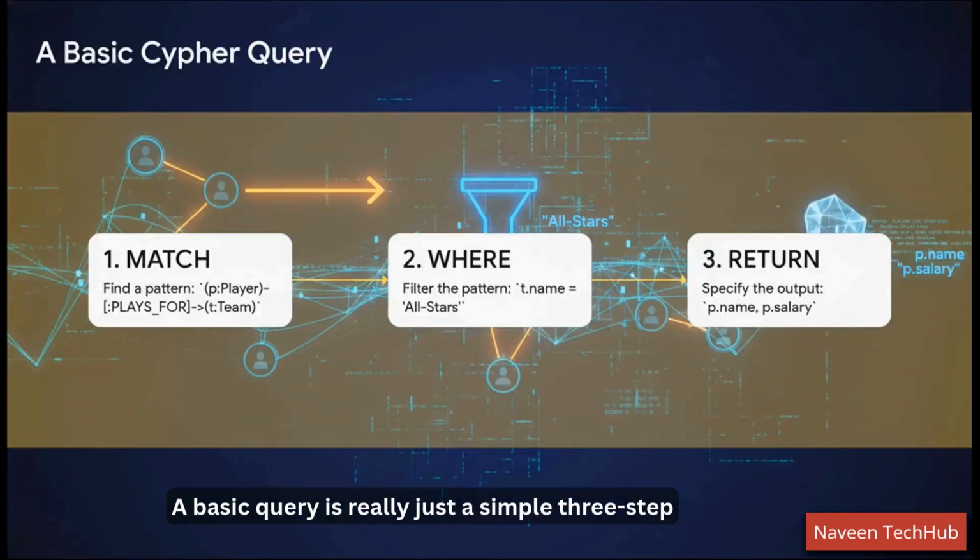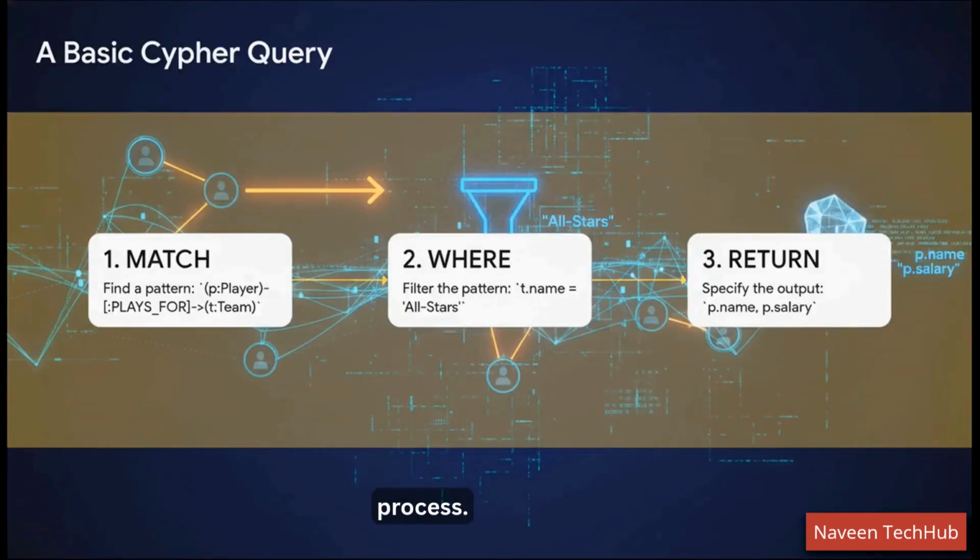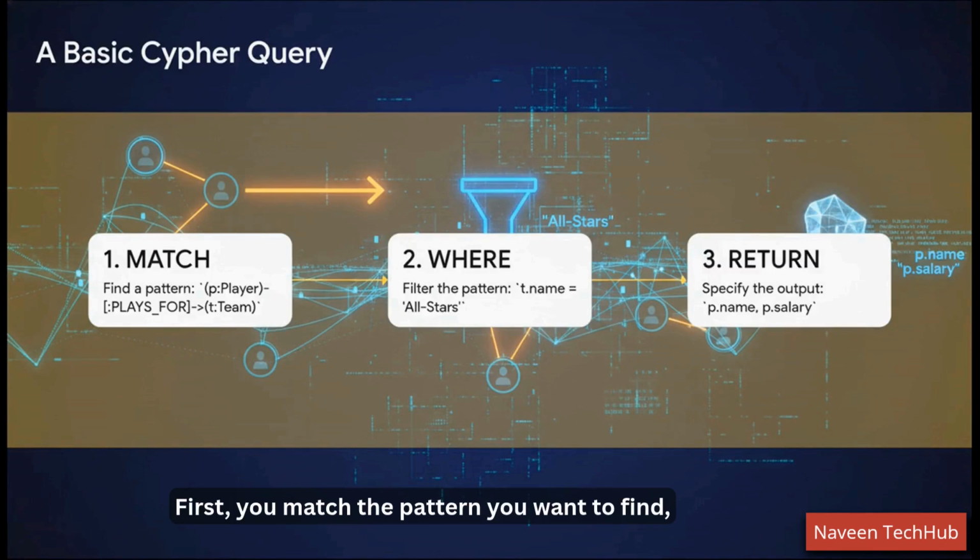A basic query is really just a simple three-step process. First, you match the pattern you want to find, in this case, a player who plays for a team.